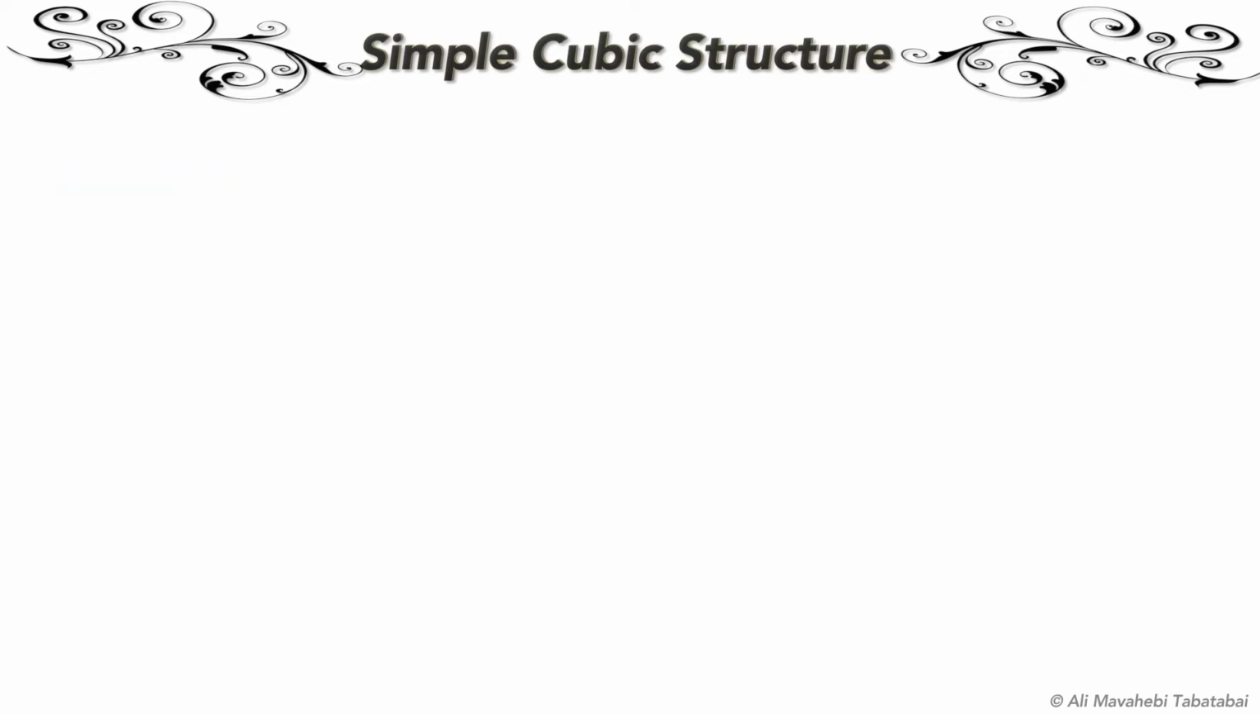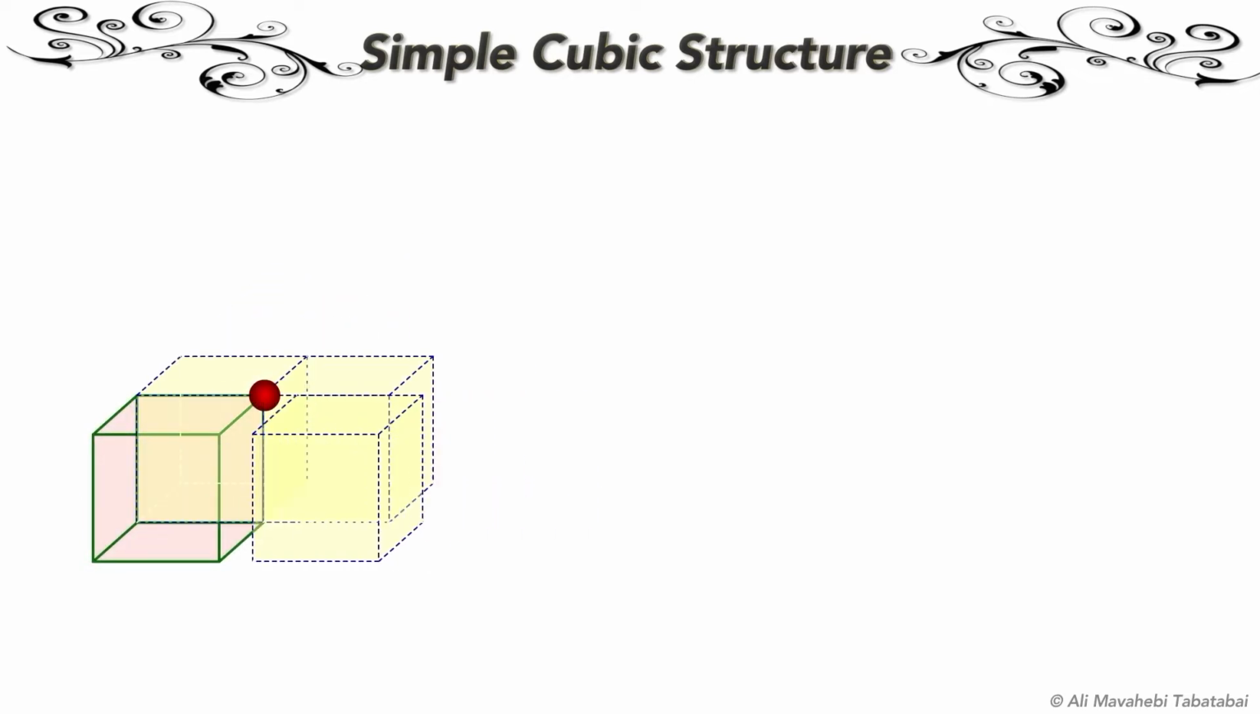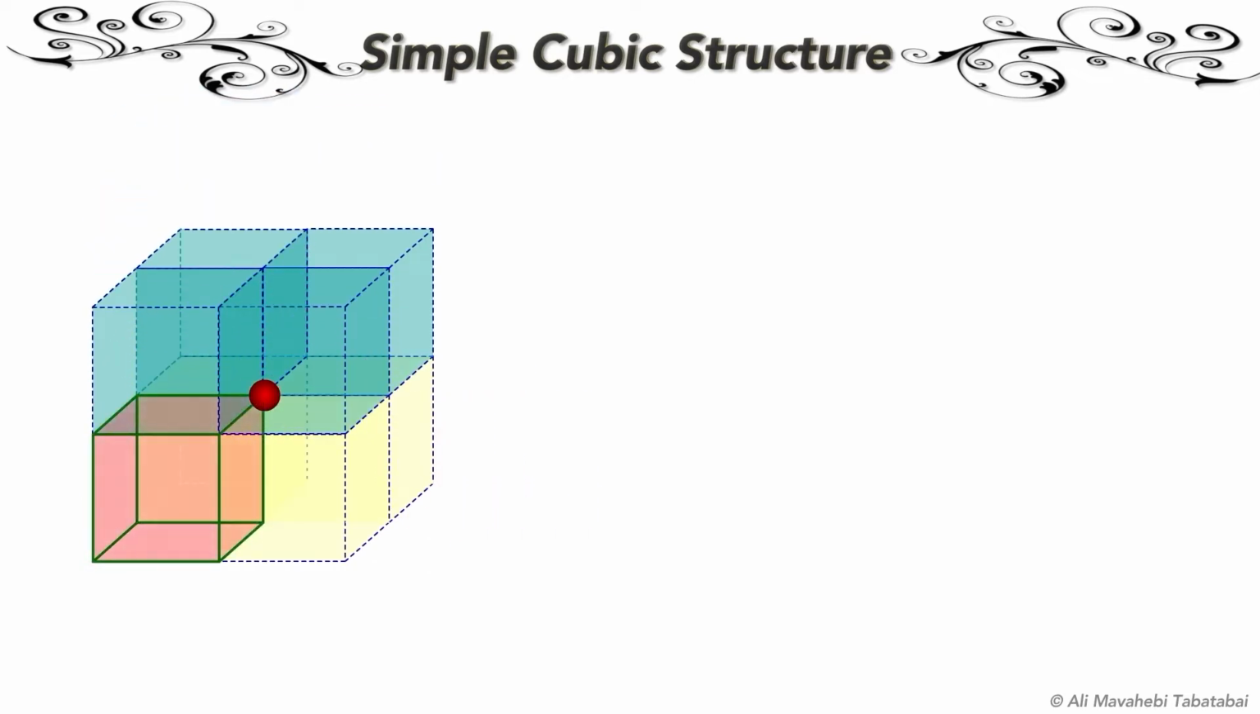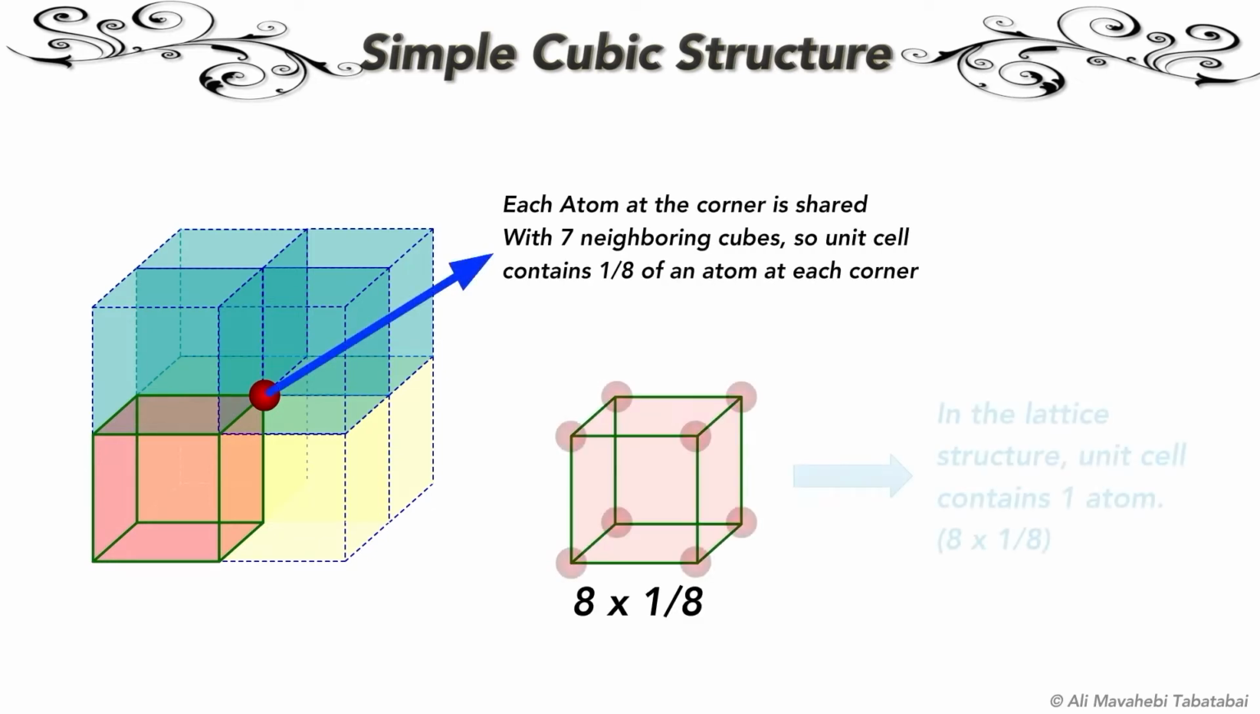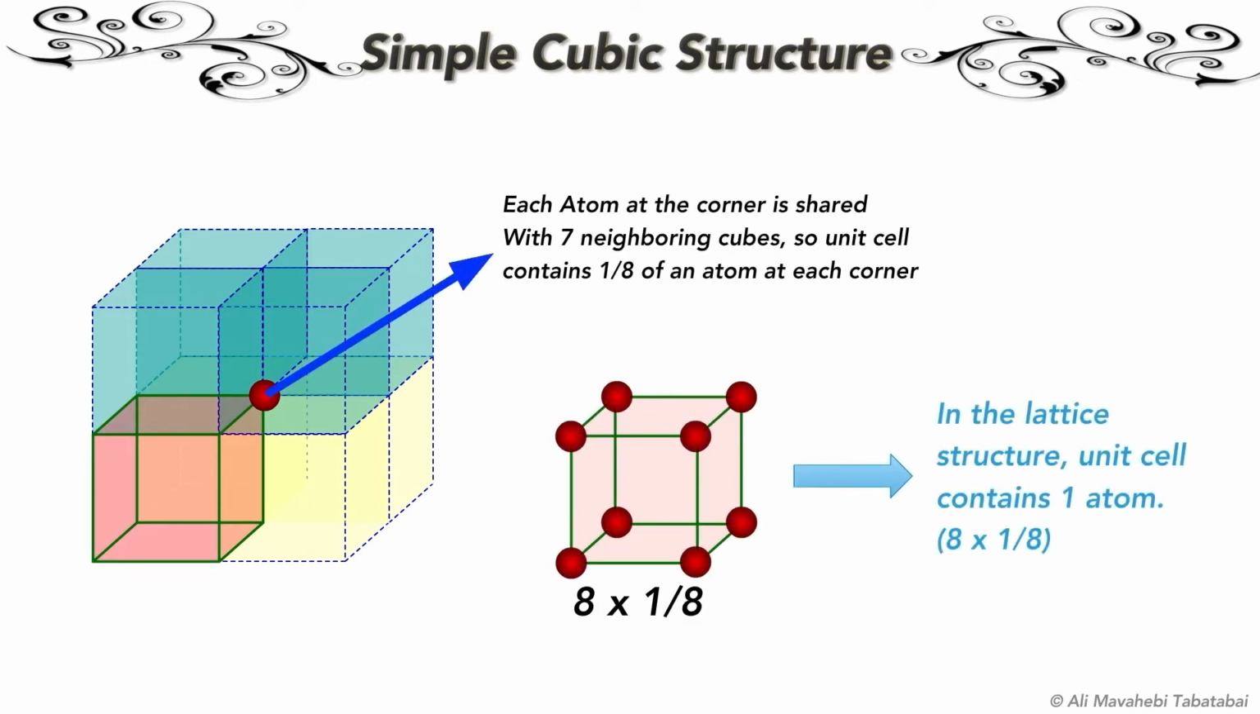In the simple cubic structure, each atom at the corner of the cube is shared with 7 neighboring cubes. So the unit cell contains 1/8 of an atom at each corner. Cesium chloride is an example of simple cubic structure.